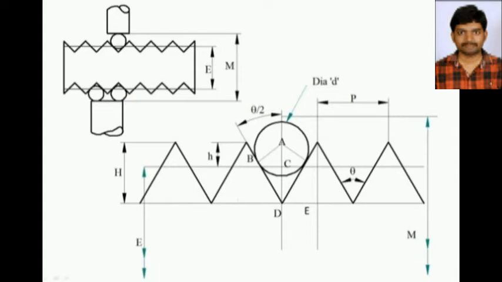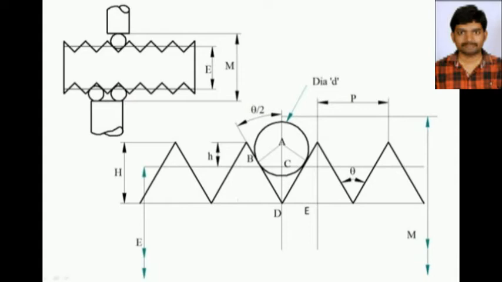If it is a best size wire, then the wire will contact the flank at the pitch line, and we have the thread angle. So M is the measurement over the roller, P is the pitch, small d is the diameter of the wire, and theta by 2 is the flank angle. Small h is the cylinder center height from the pitch line, and capital H is the thread depth.